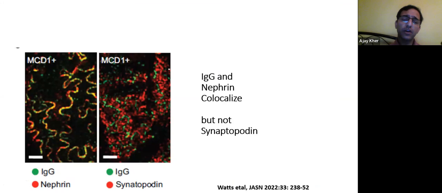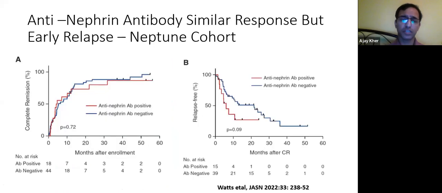And then they look at it on a different, so this is a different look, which is with SIM, to show you these nice fine lines of yellow, which are again IgG and nephrin in a minimal change disease patient. While if you do it with synaptopodin, there is no yellow. The IgG deposits are separate from the synaptopodin. So this is another look for proving the same concept.